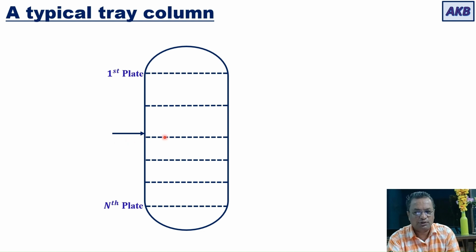Feed is entering on a plate in the column. We call that plate the feed plate. I will talk about the notations shortly. And then I have numbered plates randomly in the column. So this is the nth plate, this is the mth plate, and the plate next to the mth plate is the m+1 plate.